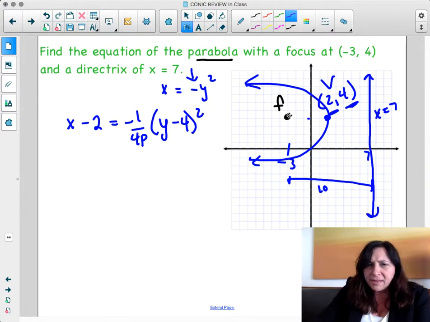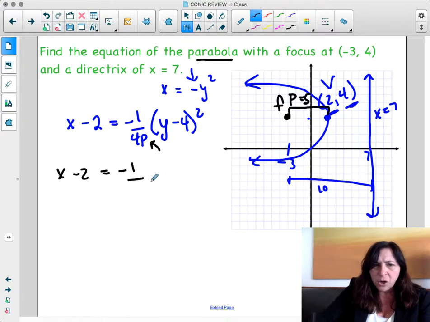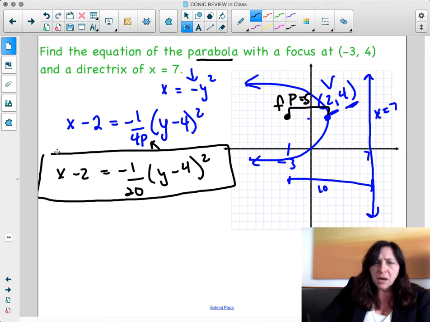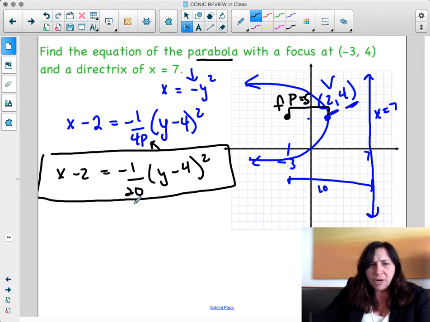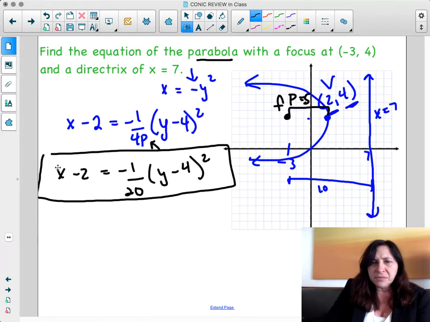So I know that the distance of p is this distance from here to here. We already talked about this. This distance is 10, which means this distance is 5. So p is 5, and that goes right there. So we have x minus 2 is equal to negative 1 over 20 times the quantity y minus 4 quantity squared. And again, if I wanted to rewrite that, I could put that 20 over to the side if I wanted to. That's up to you.